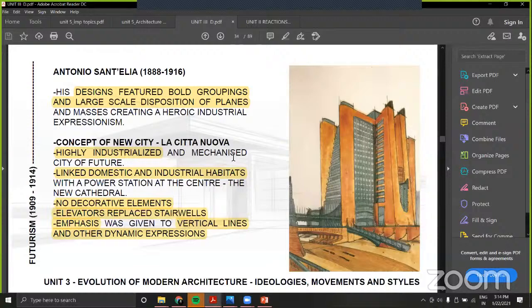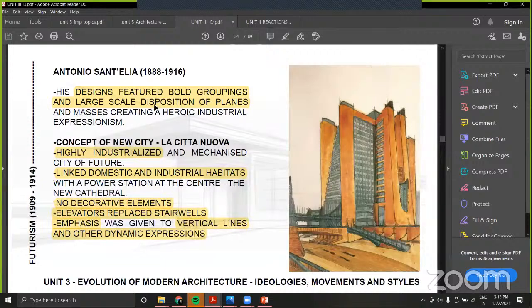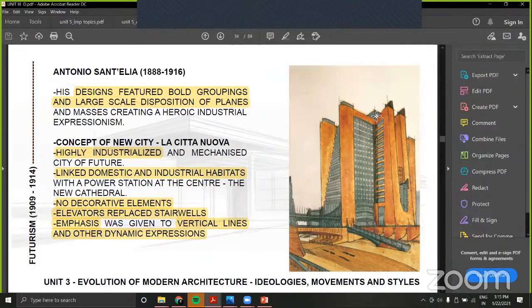We will just see any one example with these things. Yeah, this is Antonio Sant'Elia. His designs featured bold grouping and large-scale disposition of planes. As I said, this one thing is considered a plane, so he exploited all these planes into a futuristic design.